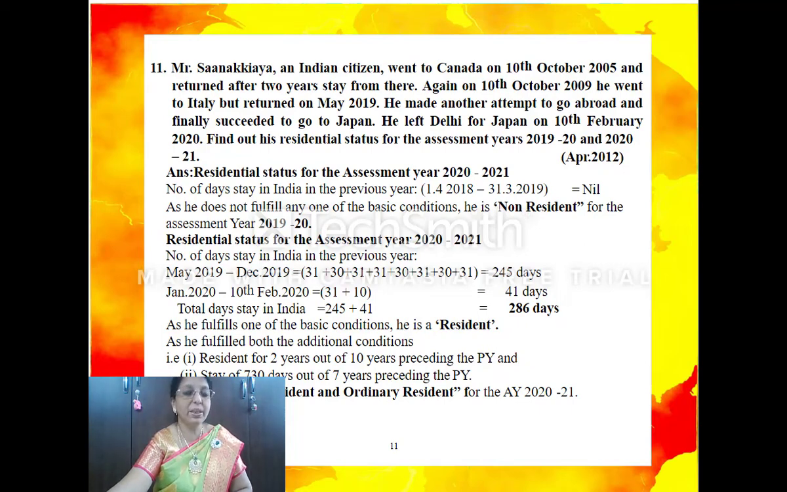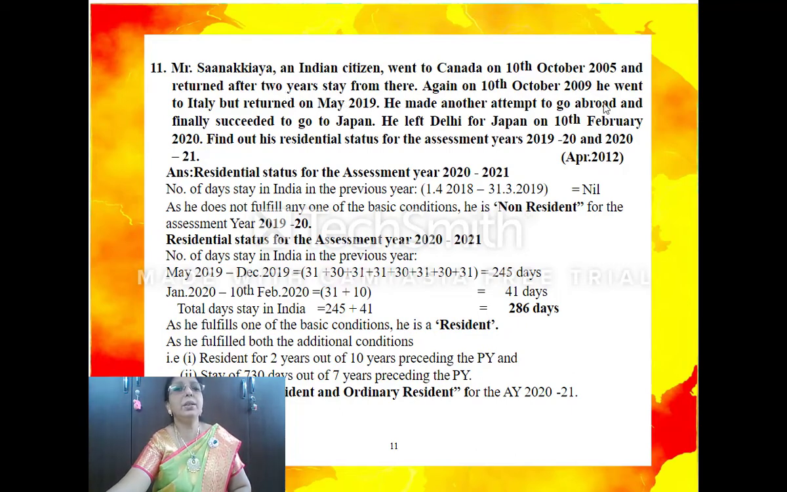One condition is enough for us in the basic condition. Going to the additional conditions, after 10 years he's been in India, yes, and see, he is there in Canada for 2 years. He is an Indian citizen. 2 years he's been in Canada. Otherwise he is in India.